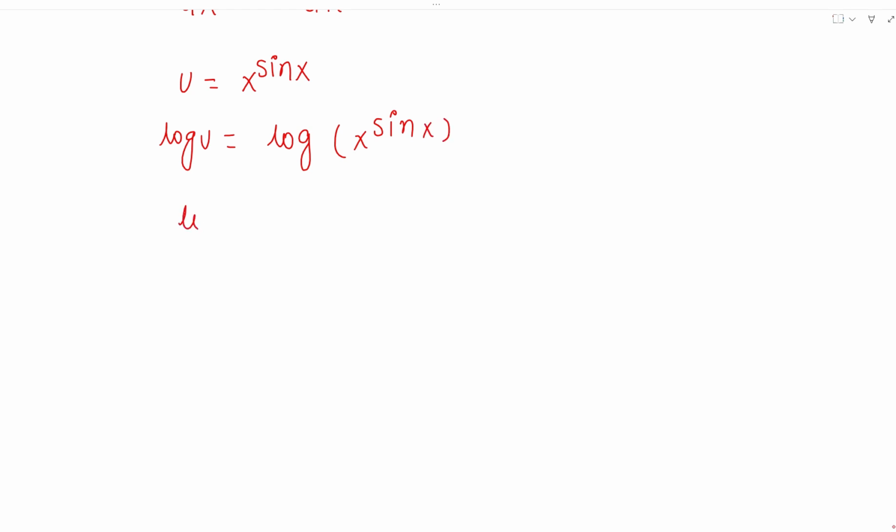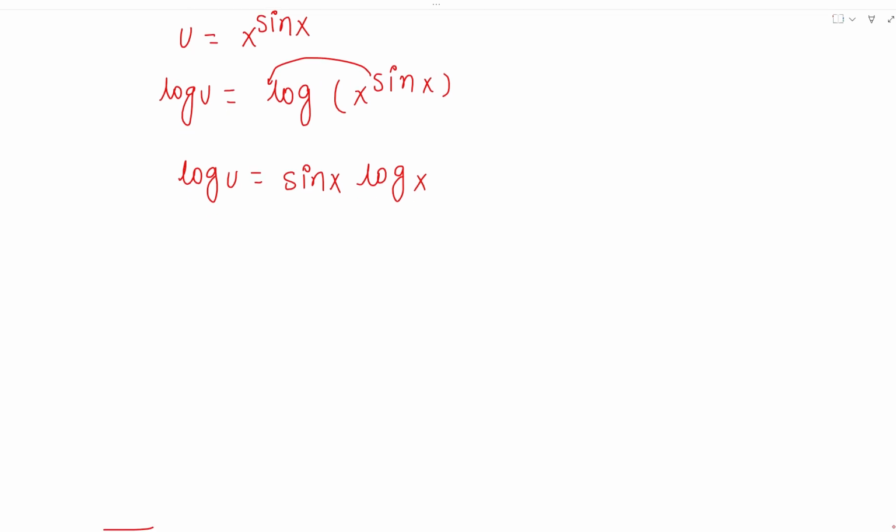Therefore, log u equal to, this power comes here, so this becomes sin x log x. Now differentiating both sides with respect to x, so d by dx of log u equal to d by dx of sin x log x.